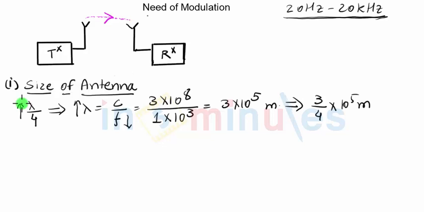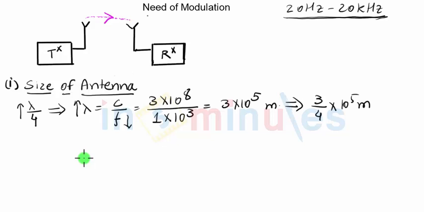And hence, we conclude that you cannot transmit low frequency signal of 20 Hz to 20 kHz directly through wireless channel. Now, let us give a solution to this problem. The only way I can reduce the size of the antenna is by increasing the frequency, because to reduce the size of the antenna, I have to reduce the wavelength of the signal, and to reduce the wavelength of the signal, I have to increase the frequency of the signal.